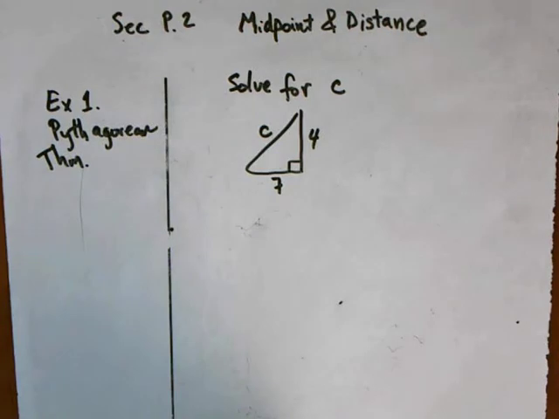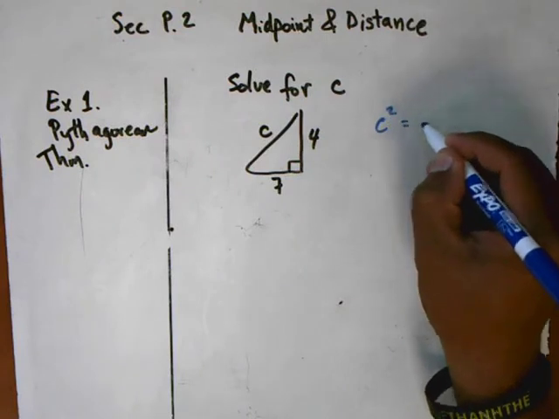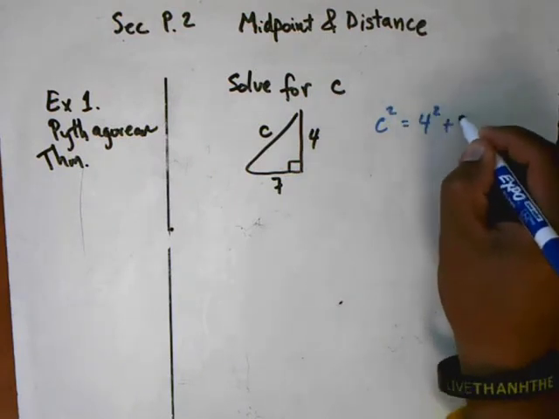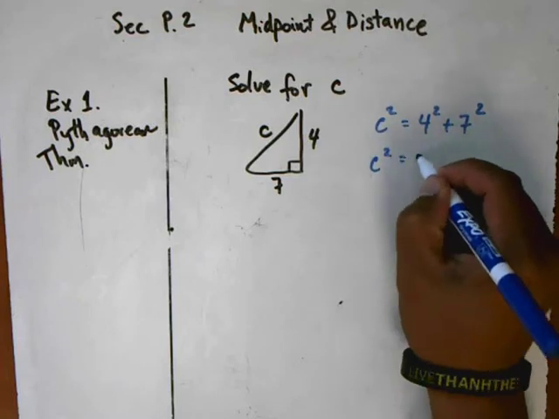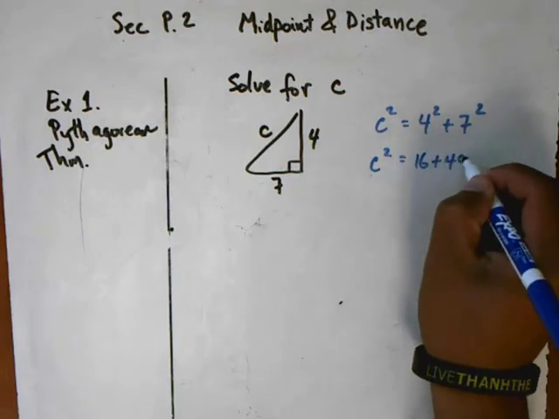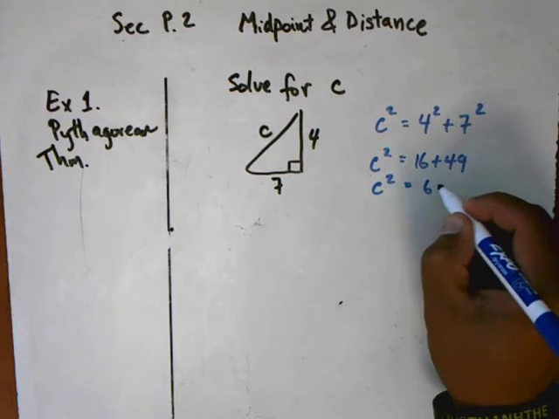So I have an example here to begin with that uses the Pythagorean Theorem, and it asks us to solve for the variable c. So we can just apply the Pythagorean Theorem, which says that the square of the hypotenuse, in this case c, is equal to the sum of the squares of the other two sides. So that means that c squared is equal to 16 plus 49, which is equal to 65.